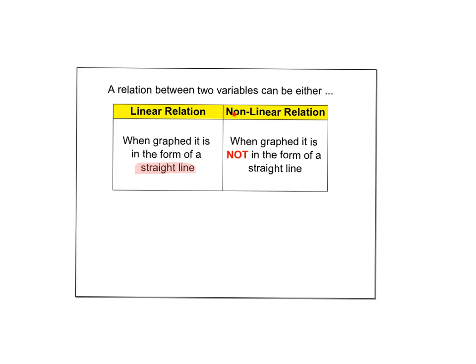The other option we have is nonlinear. So it's in the name. Linear is a line right there. Nonlinear is no line. So when it's graphed, it's not a straight line. It takes the form of a curved line, usually. So now let's get to graphing some linear relations.